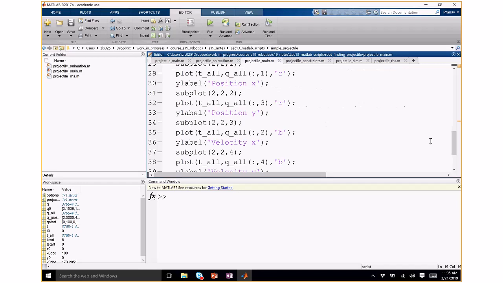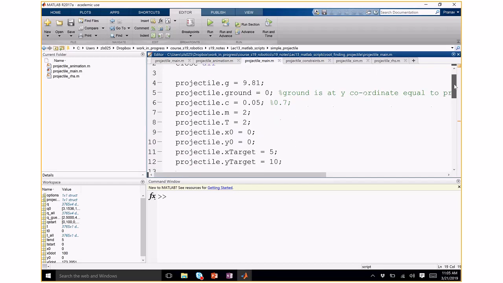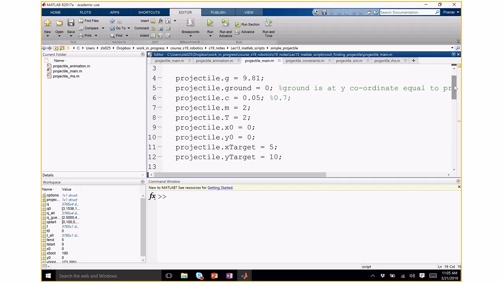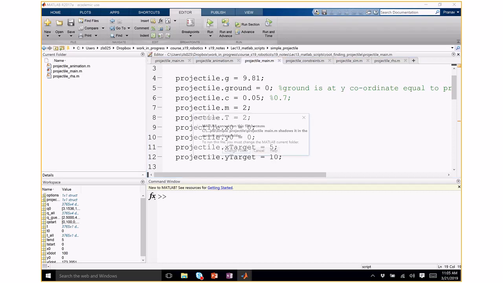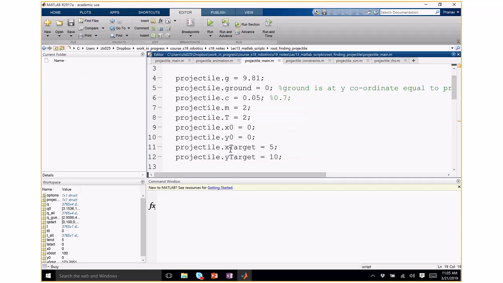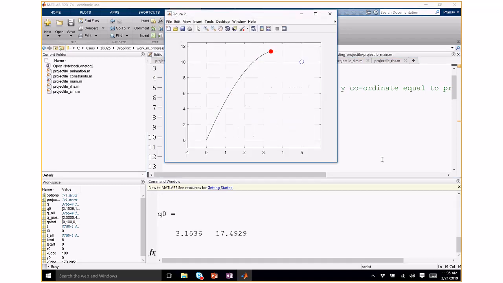Okay, so first let me run the code. What I did is set a bunch of parameters. I want the target to be hit in 2 seconds, as you can see here. I launched the particle from 0, 0, and the position of the target is 5, 10. So start from 0, 0. The target is 5 on the x-axis, 10 on the y-axis. And let me first run this code and then explain what's going on. So this is an animation of the ball hitting the target. So that v and theta was determined by the optimization.